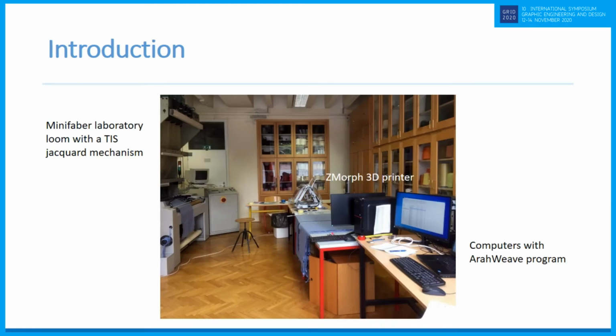This is our weaving lab, where most of this project was done. On the left there is the mini-fiber laboratory loom with a teeth jacquard mechanism, where all the fabrics were woven, and on the right-hand side there are computers with CAD programs. For this project, we also put our 3D printer there.